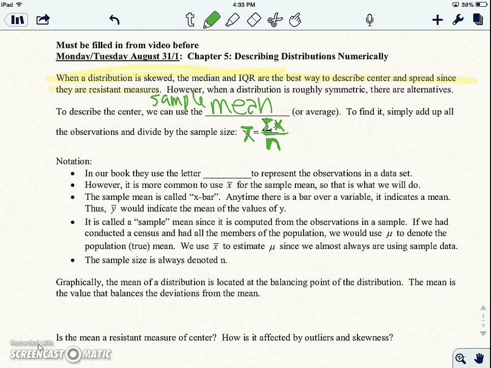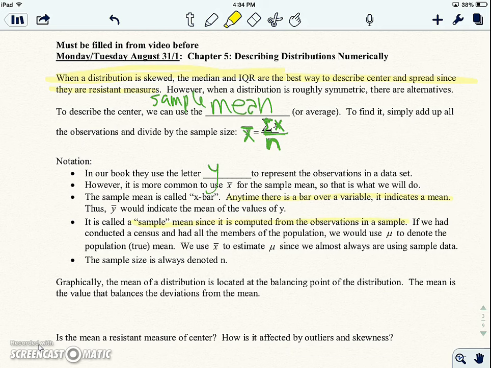Notation. In our book, they use the letter y to represent the observations in a data set. So oftentimes they'll use y bar. However, it's much more common to use x bar for the sample mean, so that's what we'll do. Okay, the sample mean is called x bar. Anytime there is a bar over a variable, it indicates the mean. Thus, y bar would indicate the mean of the values of y. It is called a sample mean since it is computed from the observations in a sample.